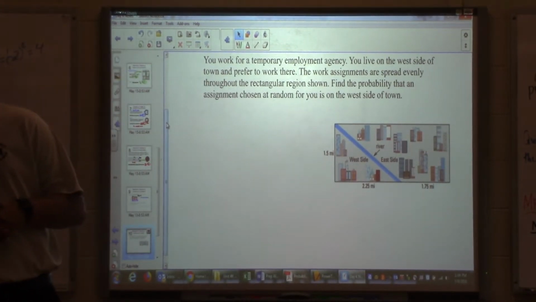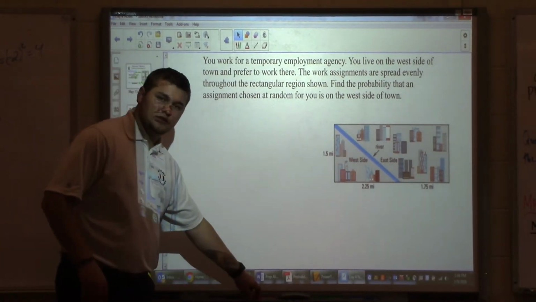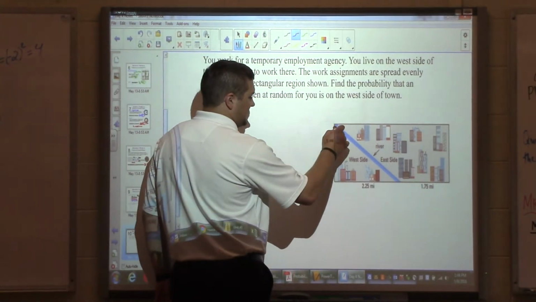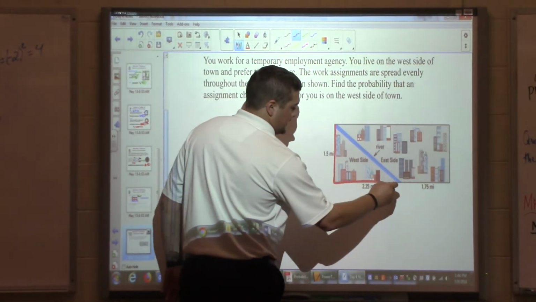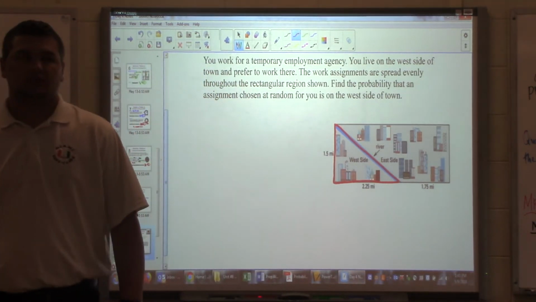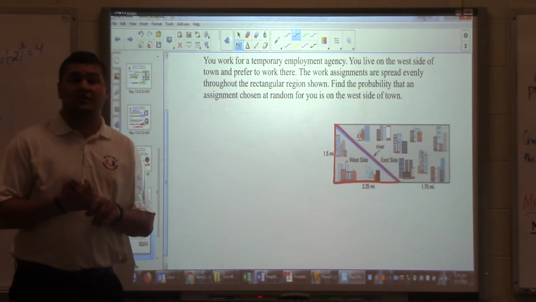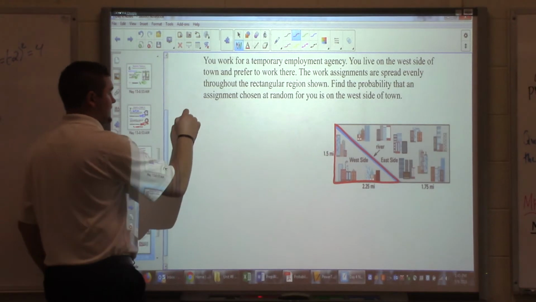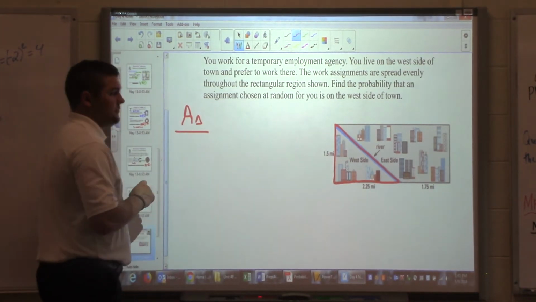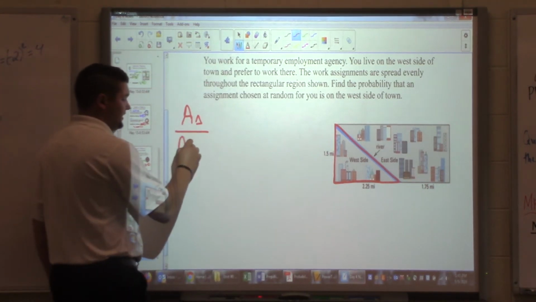How could I go about doing this? Find the area of the triangle. The west side of town makes a triangle. The side that you live and want to work on is a triangle. So if I find the area of that, that's my favorable outcome, right? That's where I want to work. I can put it over the rectangle, or the total area.